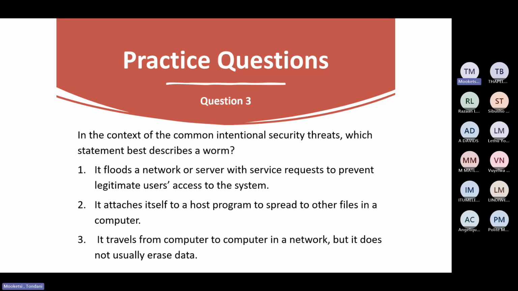In the context of the common intentional security threats, which statement best describes a worm? Option 1, it floods a network or server with service requests to prevent legitimate users access to the system. Or 2, it attaches itself to a host program to spread to other files in a computer. Option 3, it travels from computer to computer in a network, but it does not usually erase the data.